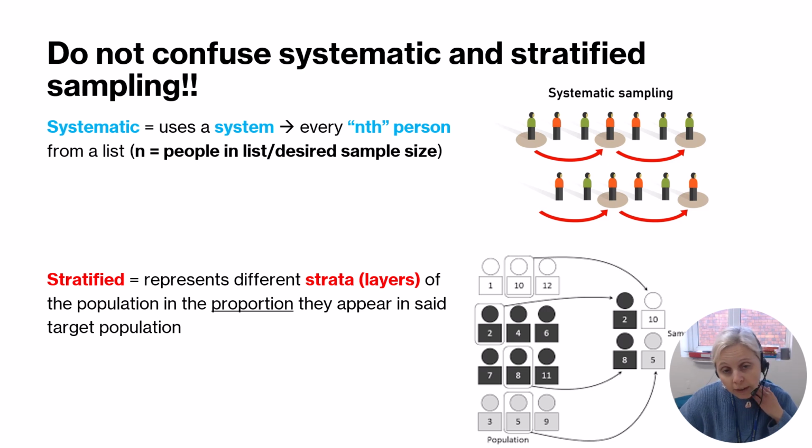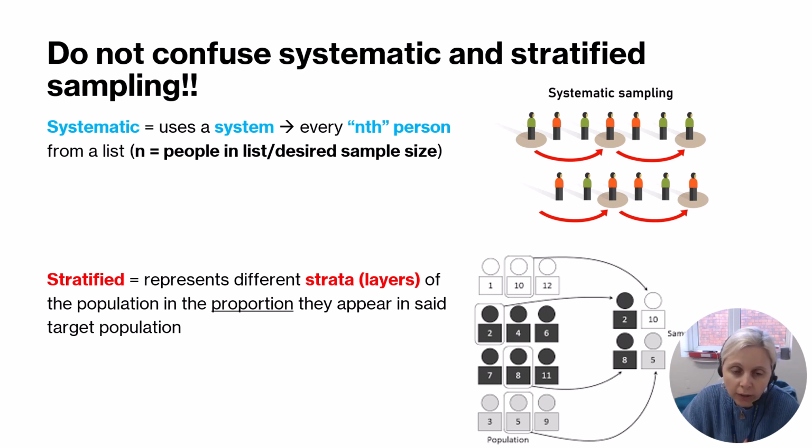In sampling, the most common mistake is confusing systematic and stratified sampling. So remember, systematic uses a system, every nth person. It's a type of random sampling, but it uses a system to select people from a list. You need to have a list available in order to carry out systematic sampling.